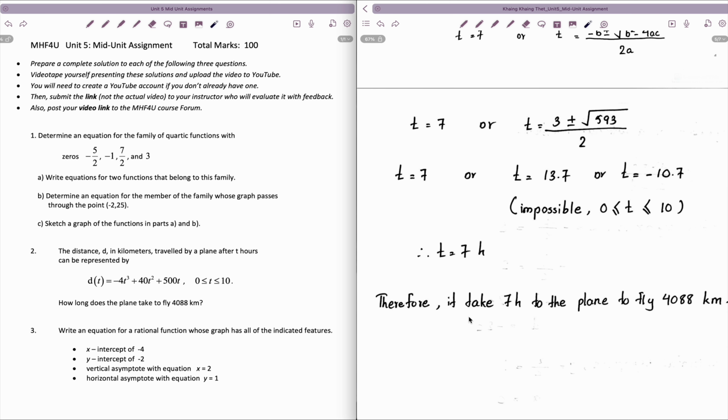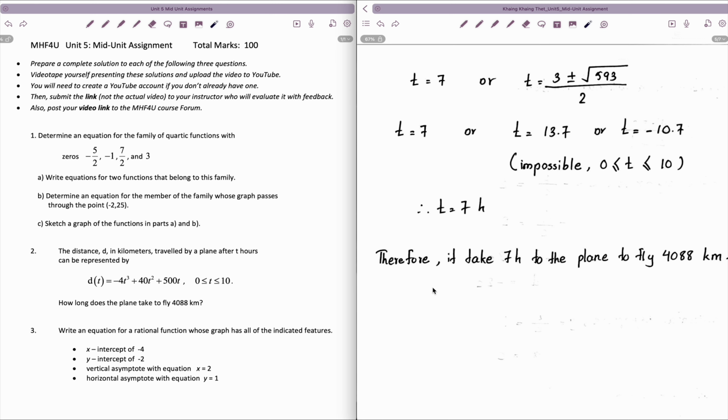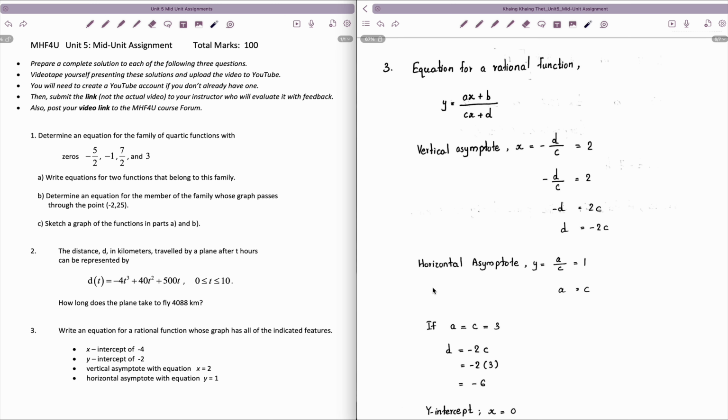So therefore it takes 7 hours for the plane to fly 0.88 kilometer. So that's number 2, and next is question number 3.